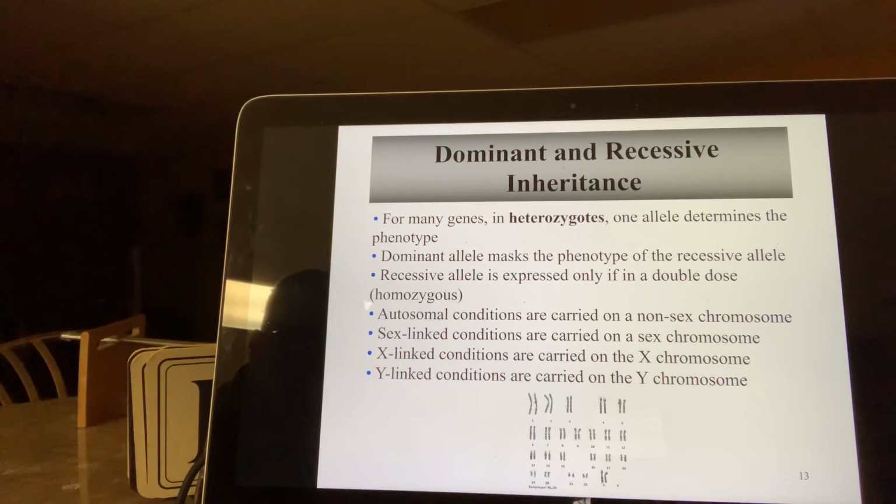We are going to talk also about conditions or abnormalities of the autosomal DNA. In other words, the 23 pairs of autosomes. In the second half of this talk, we will talk about sex-linked conditions, conditions associated with the sex chromosomes.